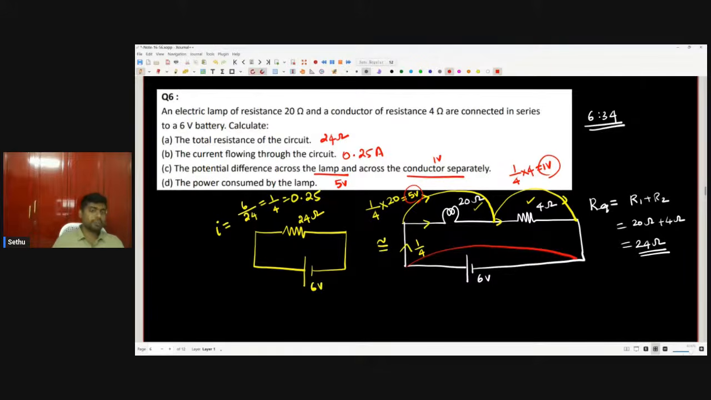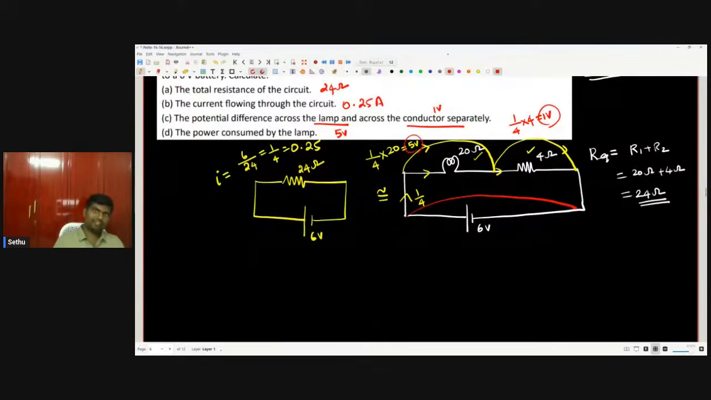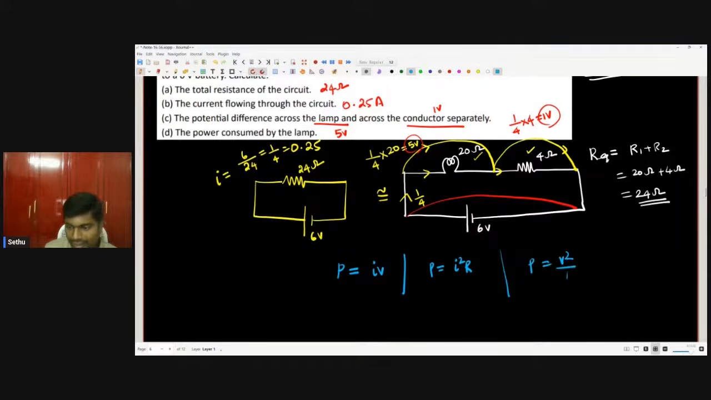All right. So what is the power consumed by the lamp? Once again, a frequently asked question. There are three formulae for power. One, you can use IV, or you can say power must be equal to I square R, or you can say power must be equal to V square by R.